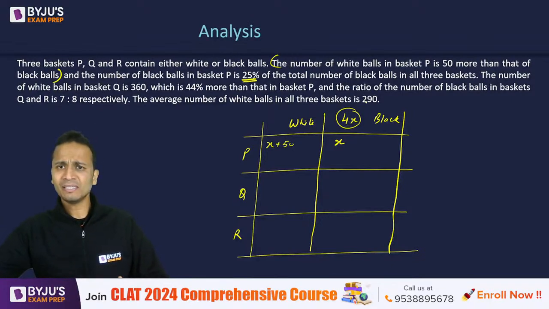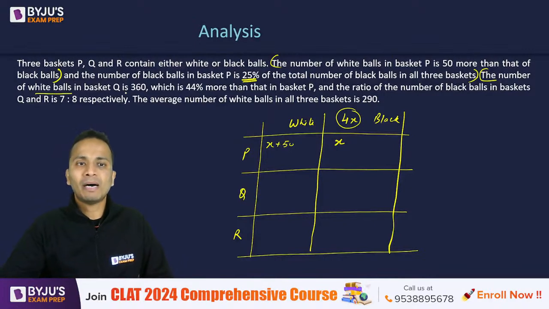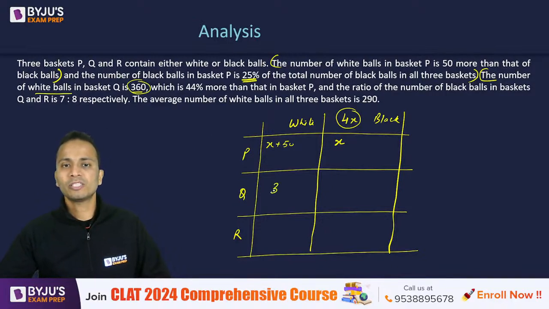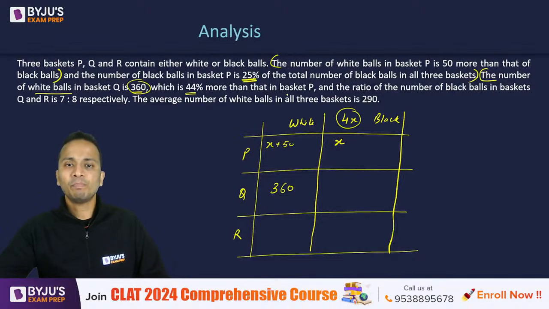Done? Simple again. Up till this point, I'm done. Now the next statement. The number of white balls in basket Q is 360. So this number is 360. Now this number is 44% more than that in basket P.